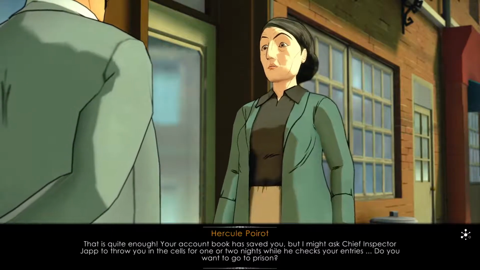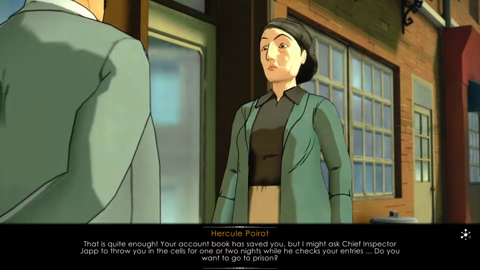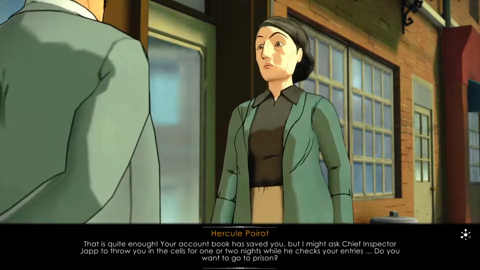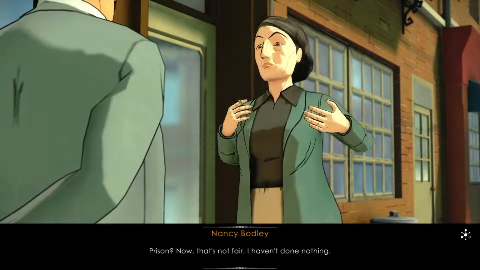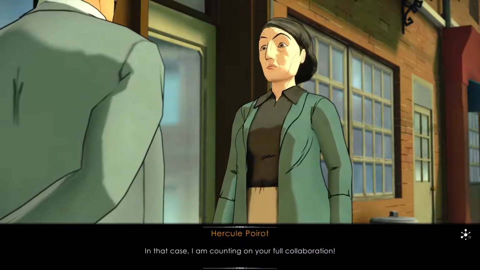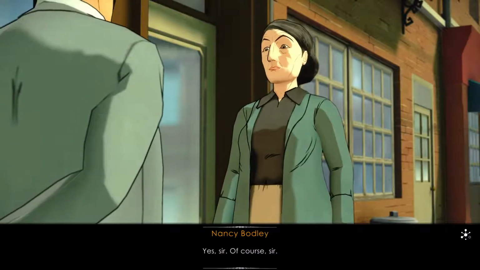That is quite enough. Your account book has saved you, but I might ask Chief Inspector Japp to throw you in the cells for 1 or 2 nights while he checks your entries. Do you want to go to prison? Prison? Now that's not fair. I haven't done nothing. In that case, I am counting on your full collaboration. Yes, sir. Of course, sir.